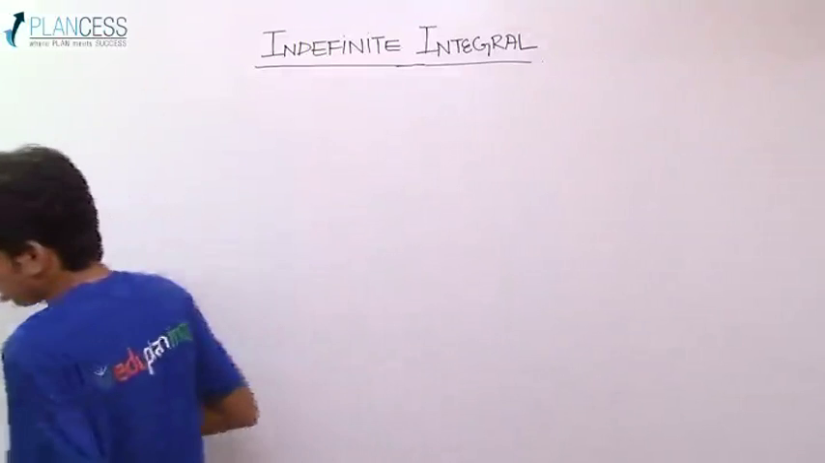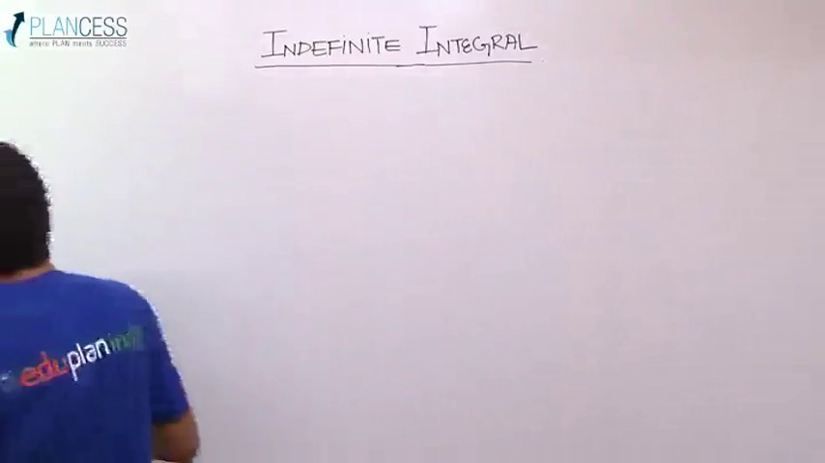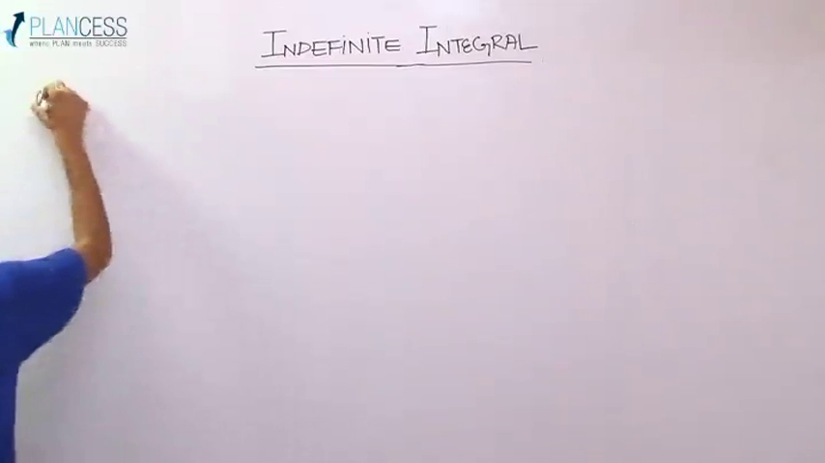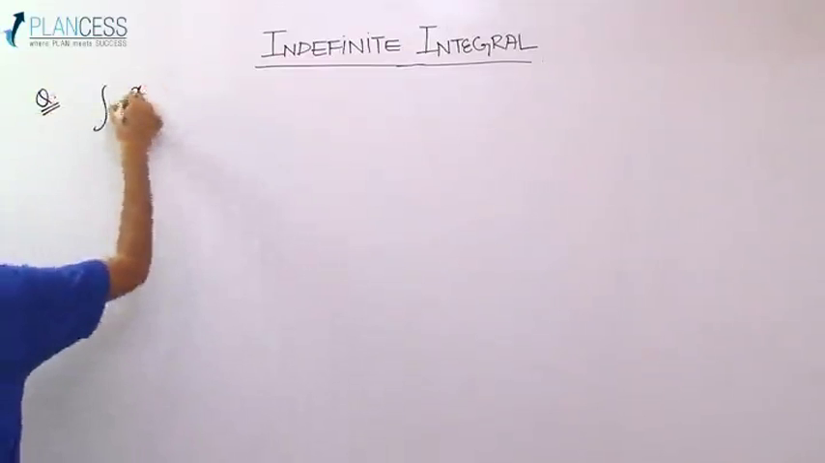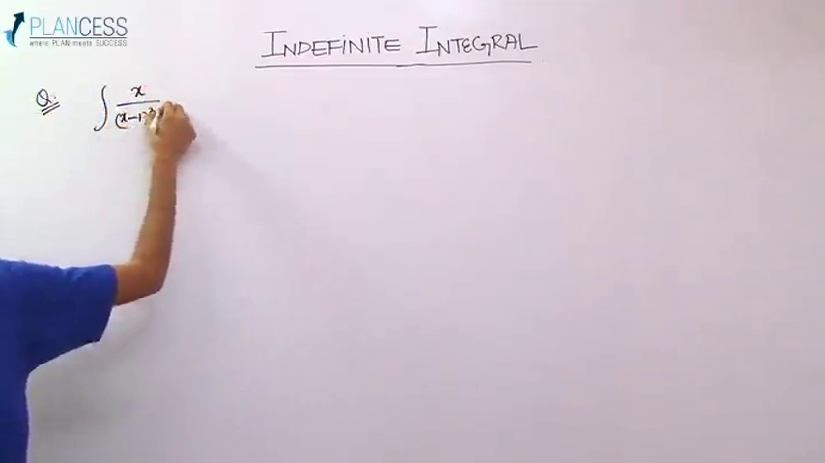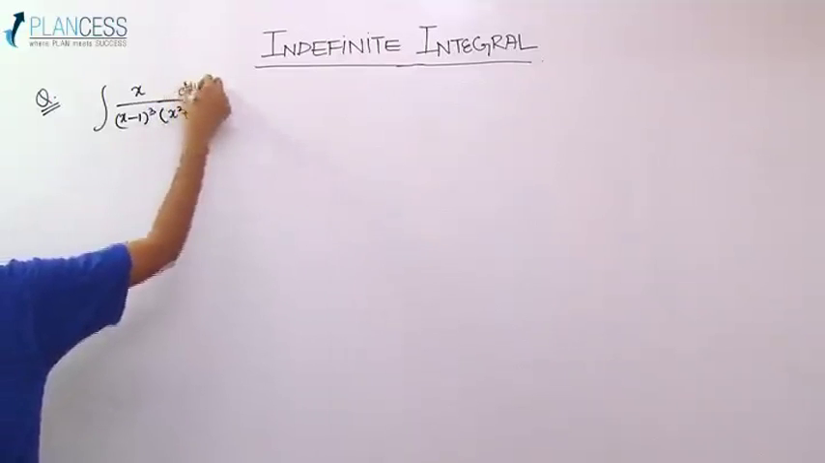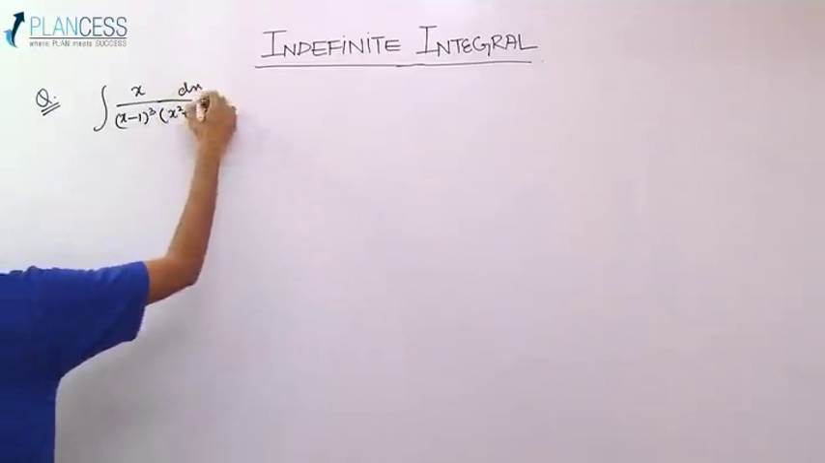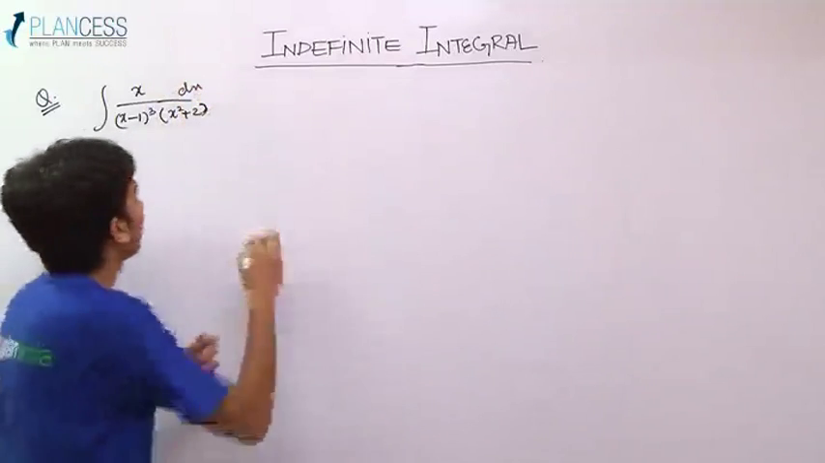Okay. So let's do another example. I'm just going to give you an idea. If you were given, say, x upon (x minus 1) whole cube into (x square plus 2) dx. Since the first condition is satisfied, the degree is already less, so there is no need to divide. So I am just going to write it.